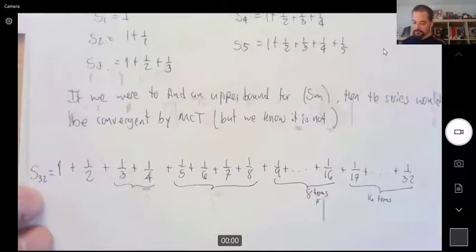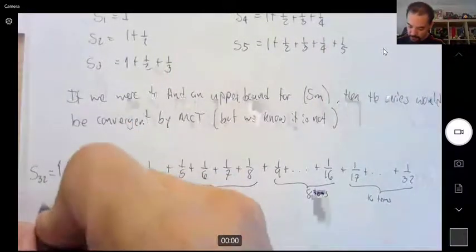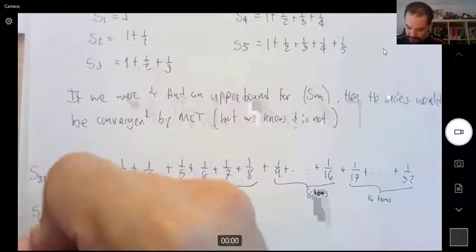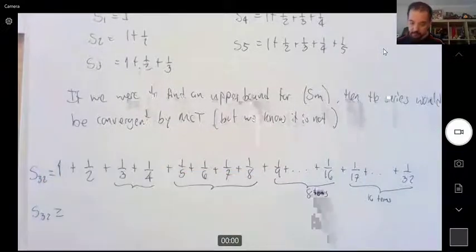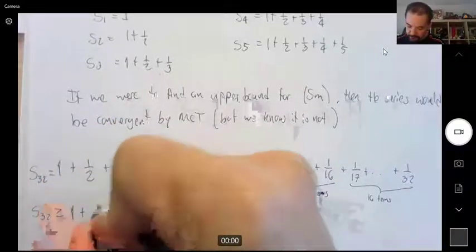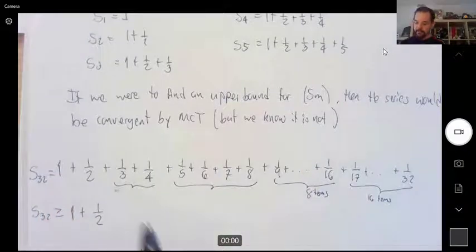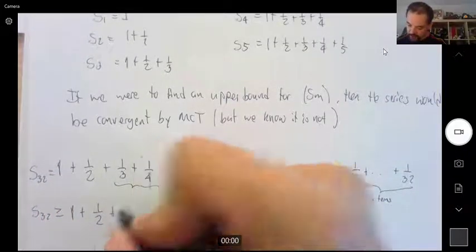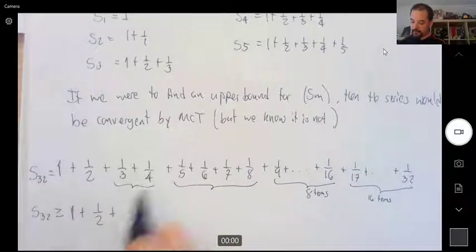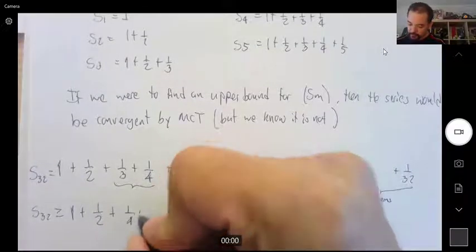So then observe the following. And I hope you agree with this. I claim that S sub 32 is greater than or equal to 1 and 1/2. Those I'm going to leave like that. And then these two, instead of adding 1/3 and 1/4, I'm going to add 1/4 and 1/4.